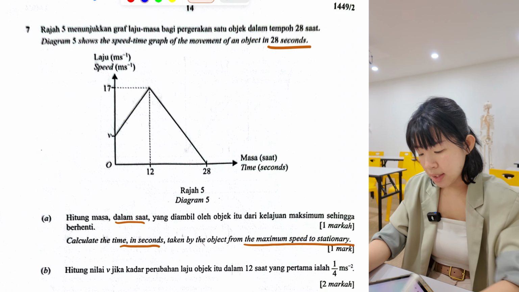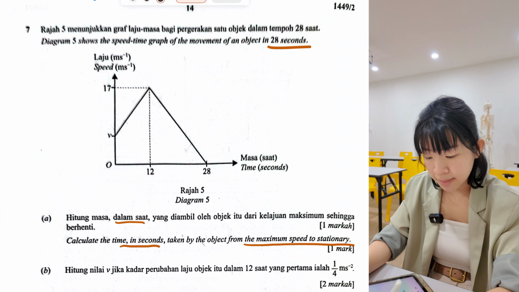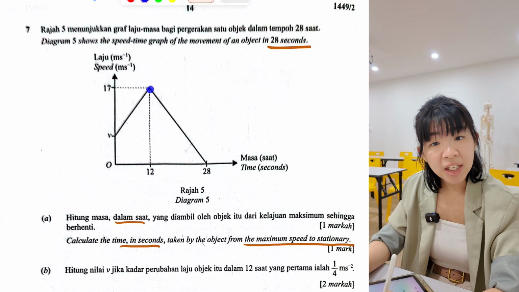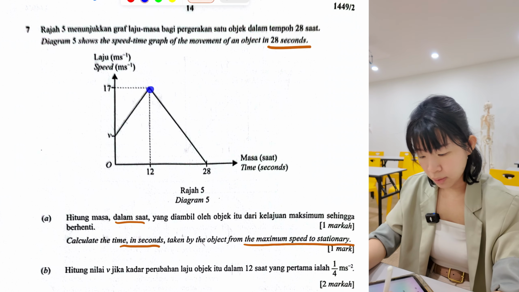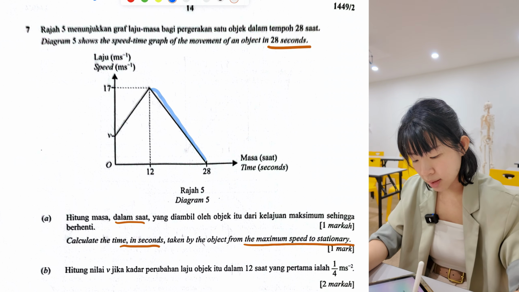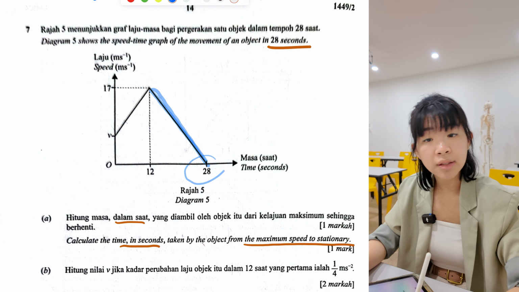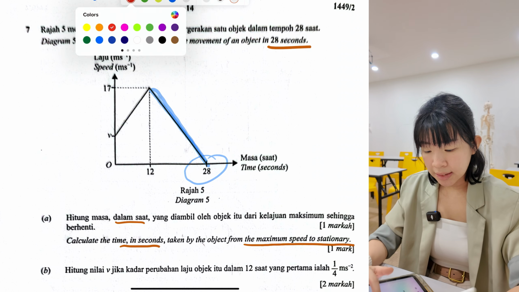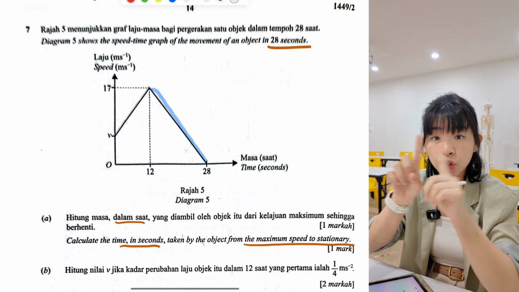Maximum speed. In this graph, the highest, the maximum speed is 17. To stationary, stationary means stop. So they're actually referring to this part, because at the end here, it stops. What is the time taken? What is the duration?